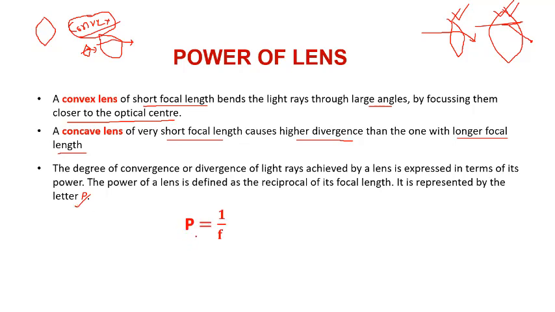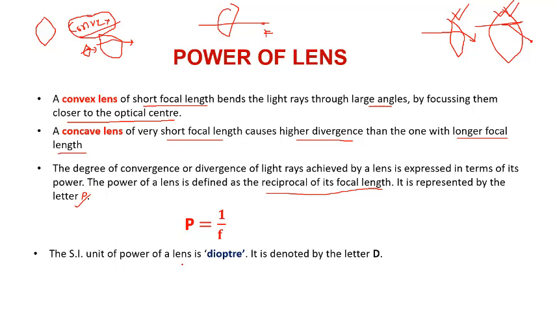Now, power is the reciprocal of focal length. You know the focal length, F. So power is the reciprocal of focal length. The SI unit of power of a lens is the diopter. It is denoted by the letter D. If F is expressed in meters, then power is expressed in diopters.